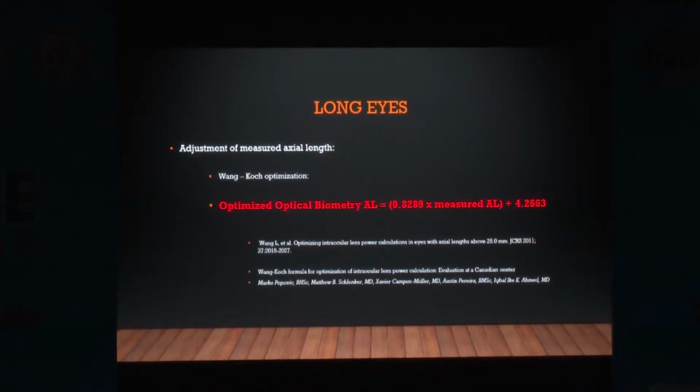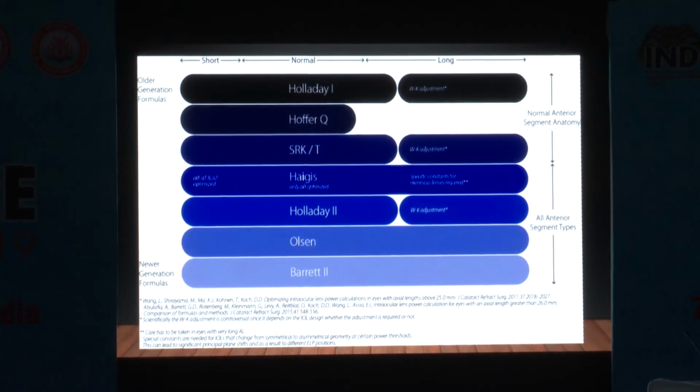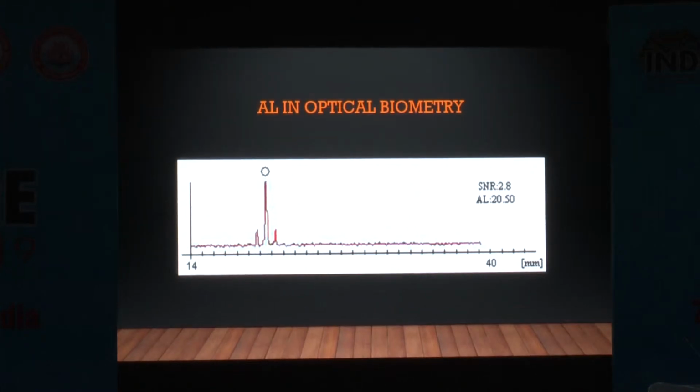This we normally ignore. We think optical biometry will be the answer. No, it is not like that. If we are using it, then go for the WK optimized version of the corresponding formulas. So now whenever you see this picture of WK adjustment, you understand what it is.